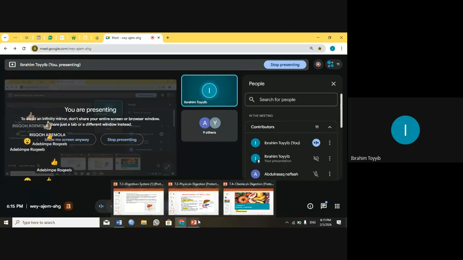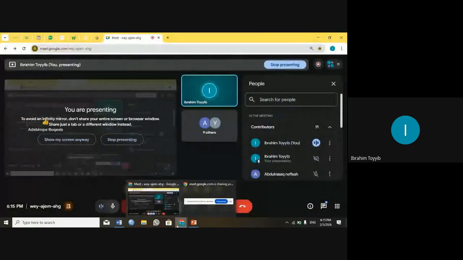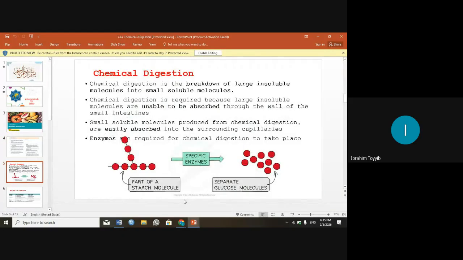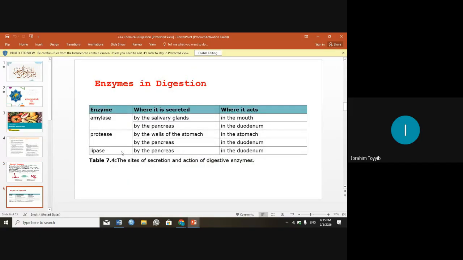That's chemical digestion. So this is part of a starch molecule. Enzyme will act on it. It will break it down into glucose molecules. And you see, chemical digestion is the breakdown of large insoluble molecules into small molecules. So you know that one already. Take note of this. You can even screenshot it.